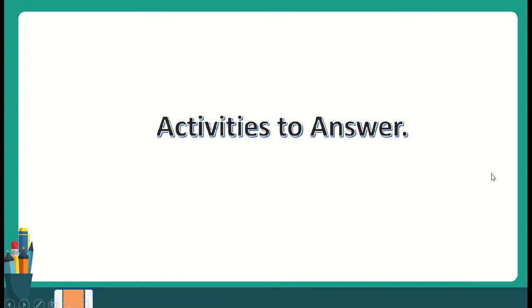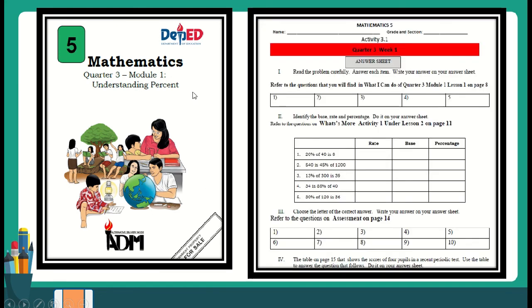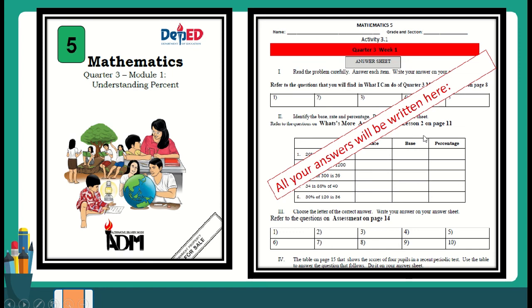So for activities to answer, you will refer to the quarter 3 module 1. So all your questions will come from here. So here will be the answer sheet. So you will have 4 activities to answer. So you will just write your answers here and you will submit this on Monday.